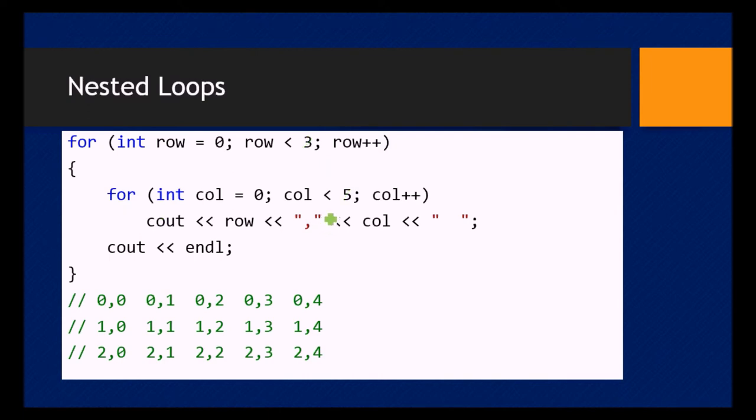So be careful when you're working with nested loops, and keep conscious of the fact that that inner code is running a multiple of times of the two loops. This is what this program displays, this grid of numbers.